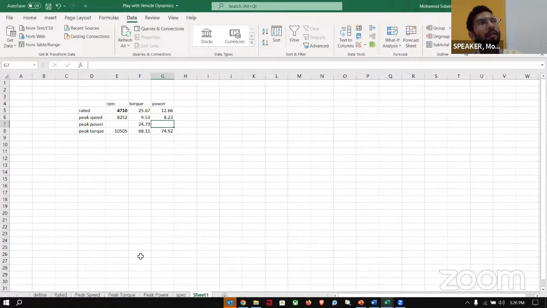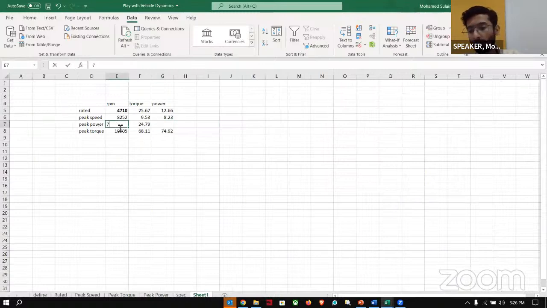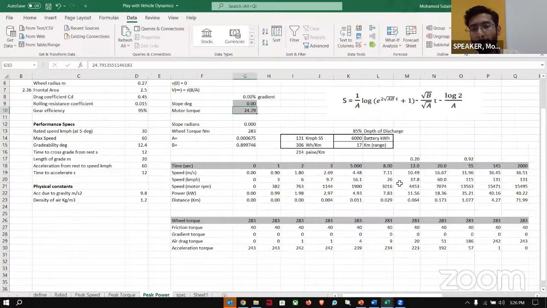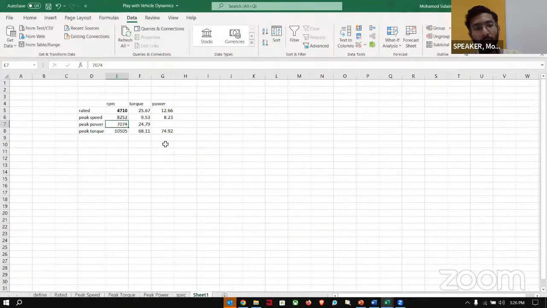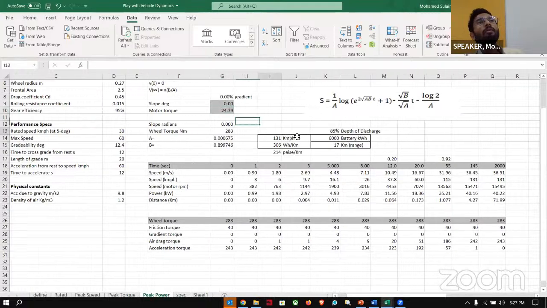and keep a note of this, because this value will be used in the next lecture to derive the motor specs. The corresponding RPM that we have arrived at is 7074. The corresponding power required is 18.36 kilowatt. So this will be the input that we will use for the motor derivation, and I just want to give you an overview on this region.